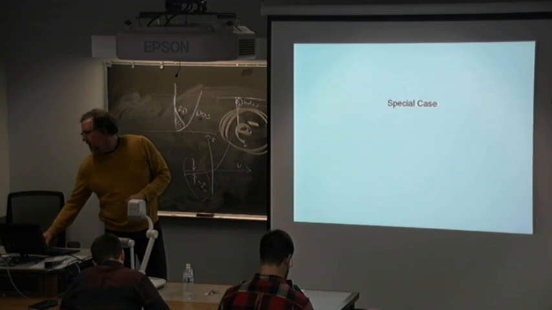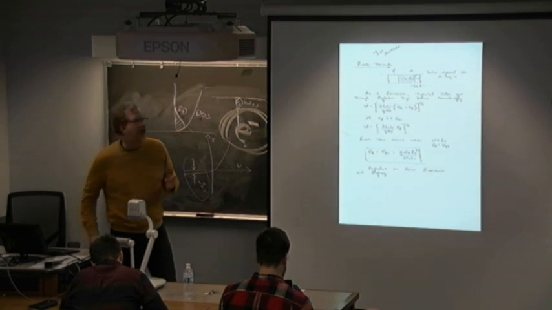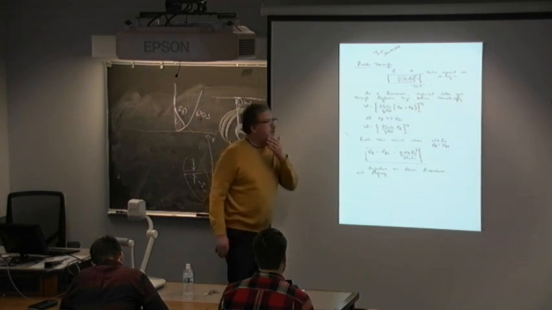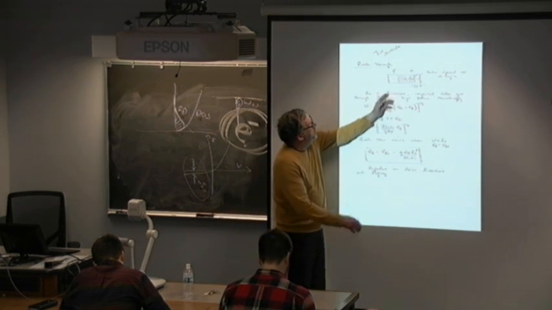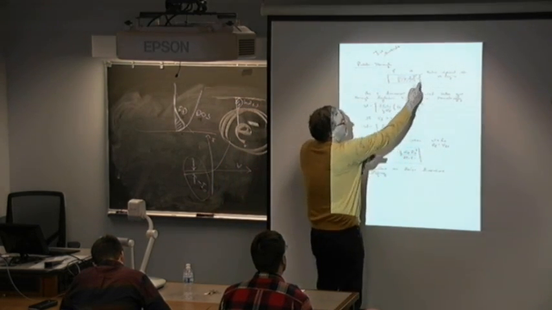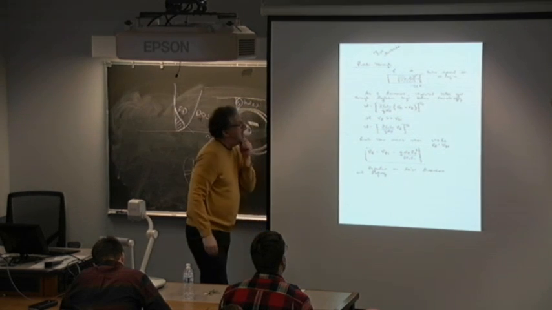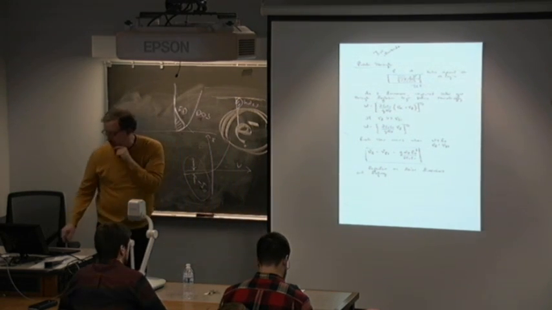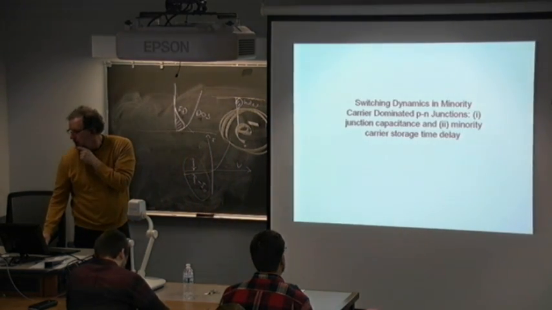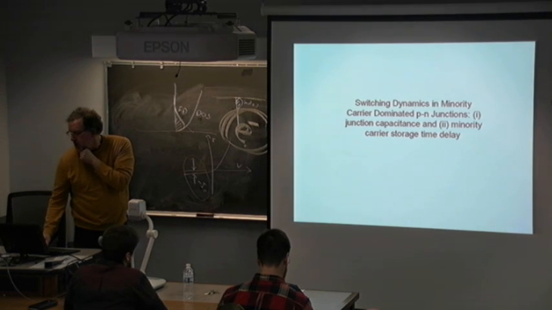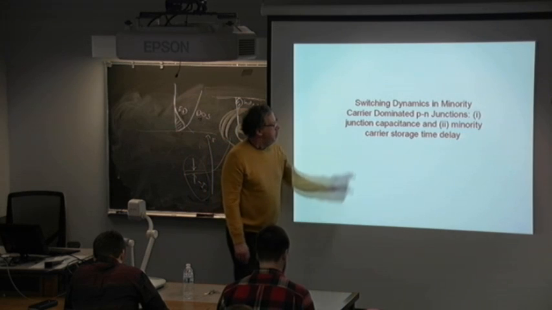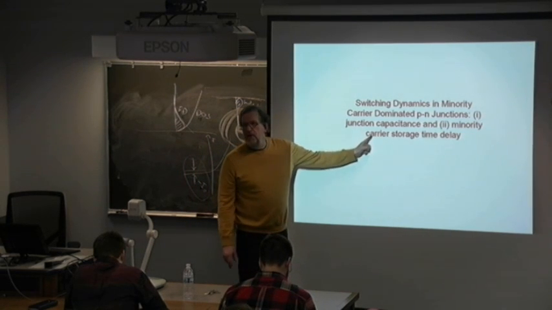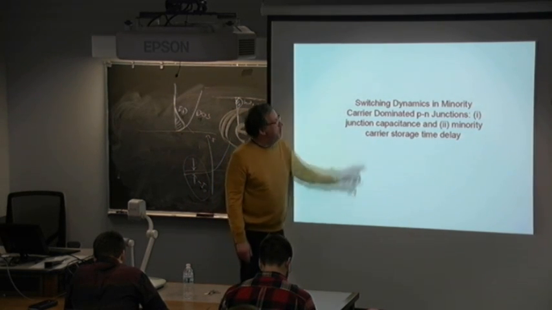So special cases, maybe a little less important, to be quite honest, on a short exam. But this is punch through, where the depletion region goes all the way out and slams into the contact, and you get the carriers coming out. Switching dynamics. Okay, so this is more important. Junction capacitance and minority carrier storage. We already talked a little bit about minority carrier storage.